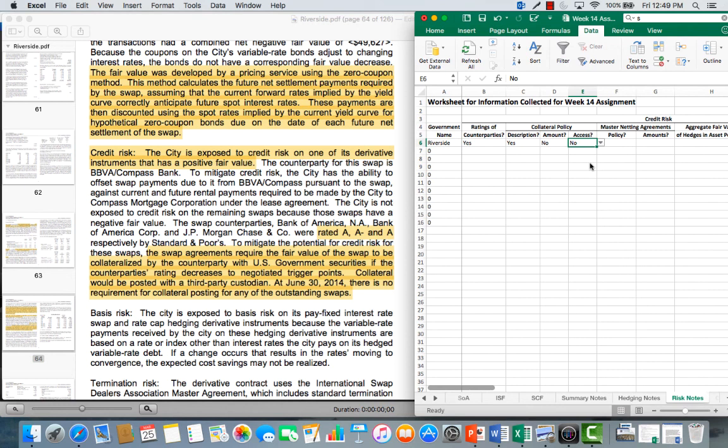If a government has engaged in master netting agreements, they will very clearly disclose that. There's nothing in this disclosure about that, so the answer is no. Again, don't seem to be. This doesn't seem to be working here, but I will have that fixed for you before you get to it. If it was yes, then I'd ask you to insert the amounts here.